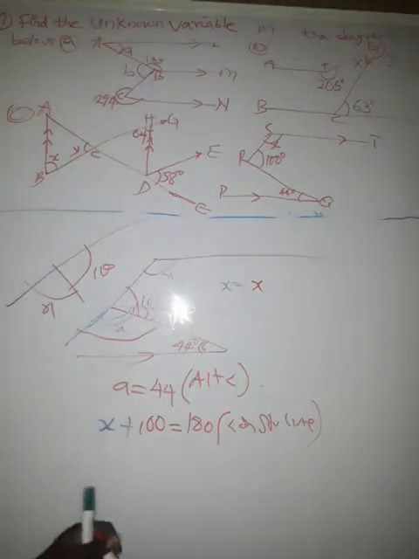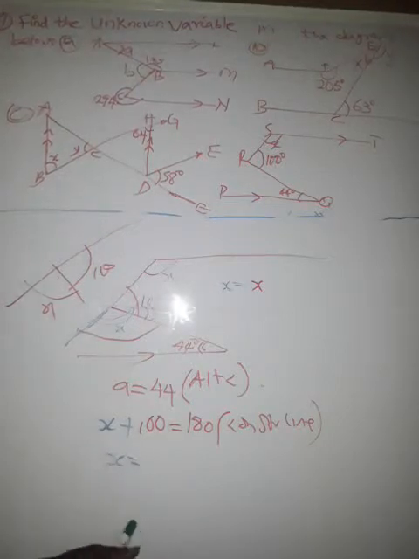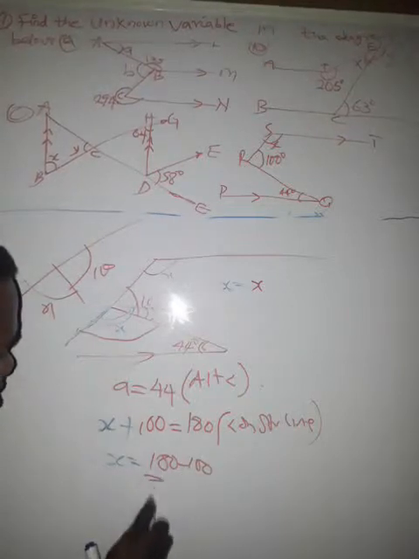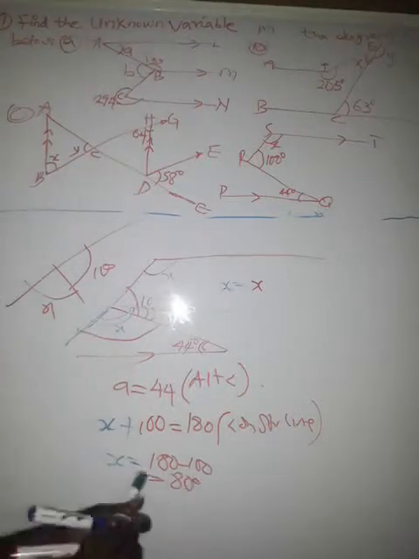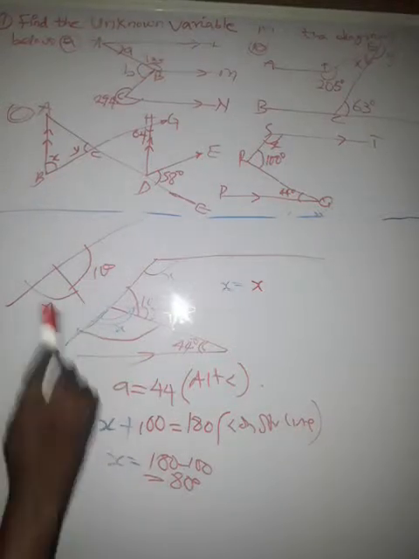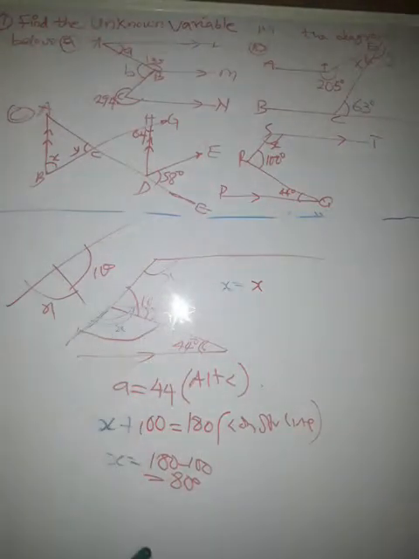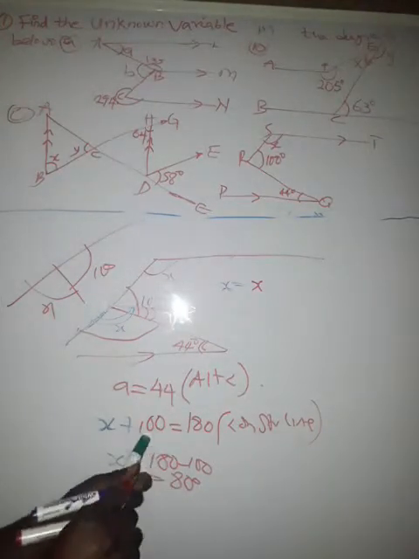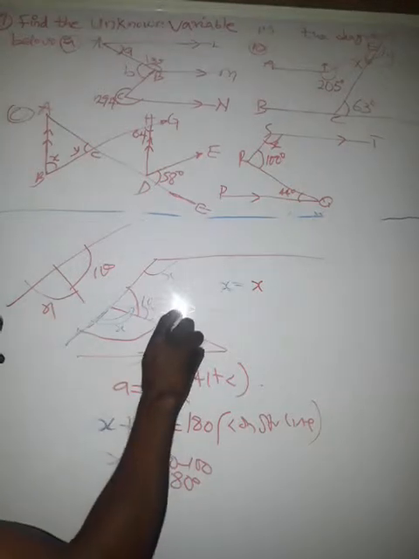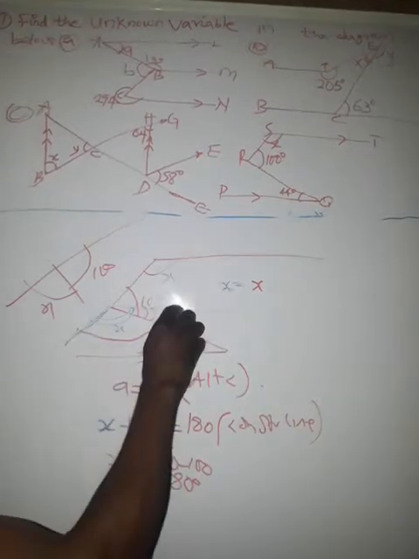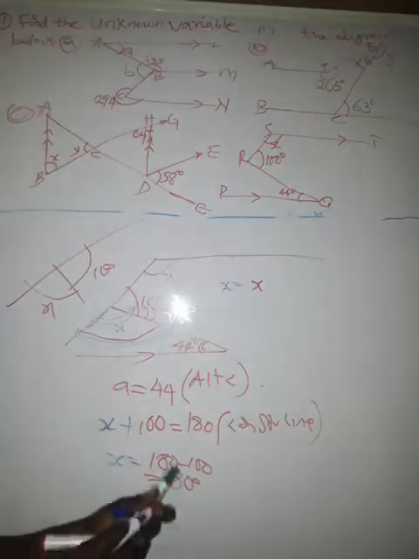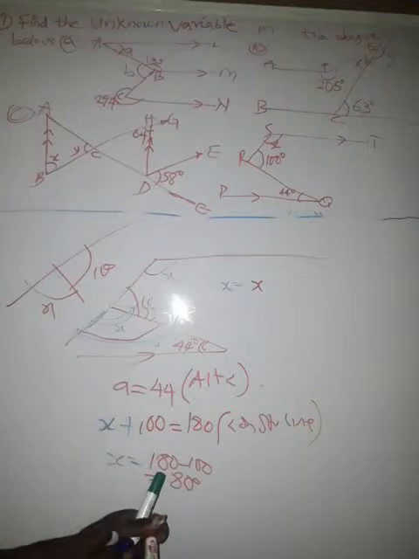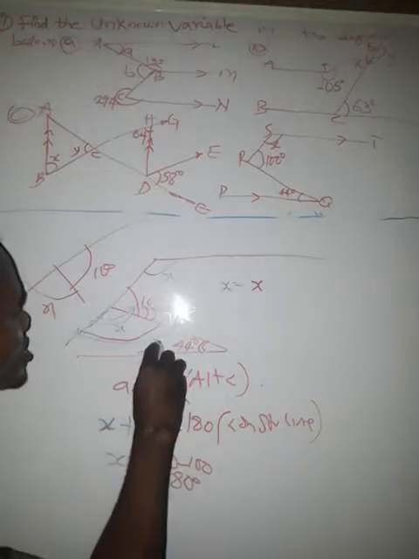So I can now say x equals 180 minus 100. So that will give me 80 degrees. So since I've already calculated x, I know A. I can now calculate the summation from here. Let's call this summation, the summation from this point to this point, let's just call it x prime.